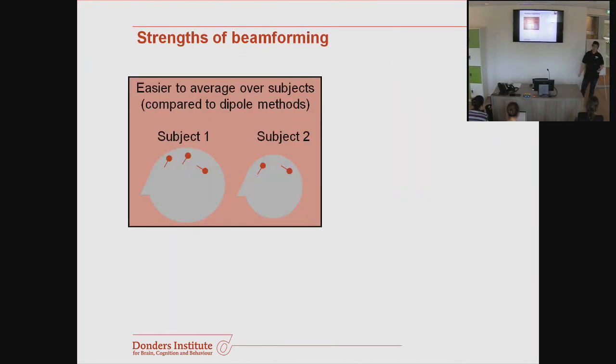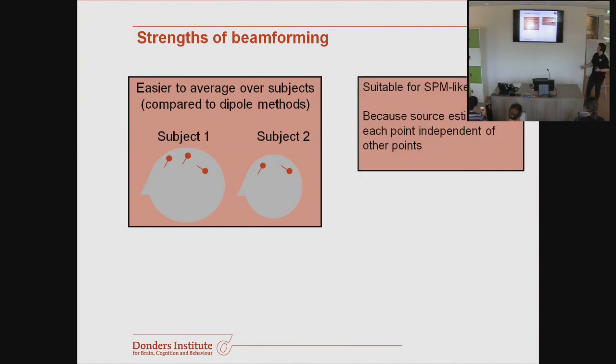Okay, so why should you do that? What are the strengths of beamforming? Well, obviously one of the major advantages is that it's easier to make an average across subjects or compute SPM-type statistics. It's not so easy with single or multiple dipole scanning methods, because it's hard to decide which of those dipoles I should combine or are reflective of those two here, for instance. It's an obvious reason. And yes, it's suitable for SPM-like statistics, also because the activity that you estimate at a given location, you do so independently from all other locations.